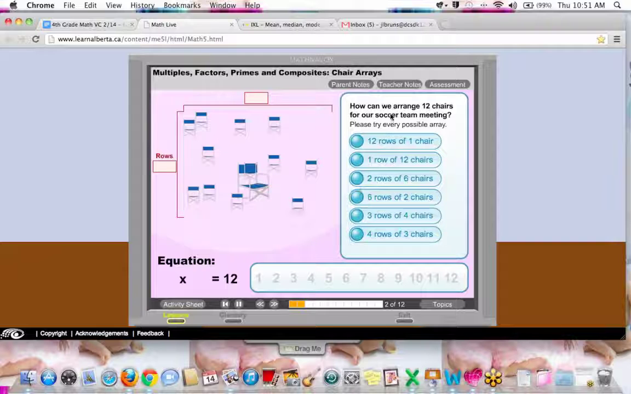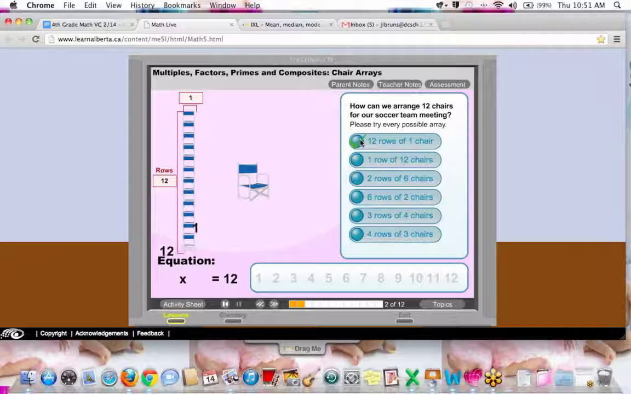How can we arrange 12 chairs for a soccer team meeting? Please try every possible array. Okay, well, let's just click on them, and I'm thinking that they'll move the pictures around. Okay, so you could do that. Let's try this one.